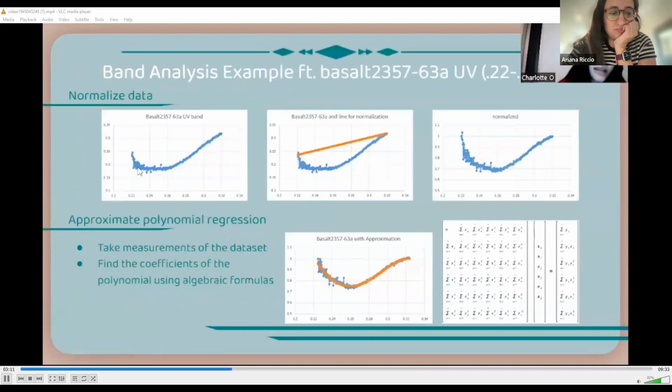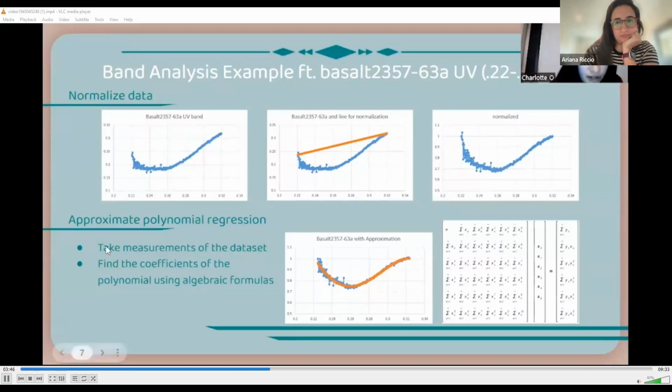You see more here. To normalize the data, we take the band that we're looking at, and I find the first point and the last point, and then there's a line between those points. Then to normalize it, I take every point of the data set and divide it by the corresponding point on the line. We then get this normalized version of the band, which helps us compare the different samples to each other, because then the first and last point are always at 1.